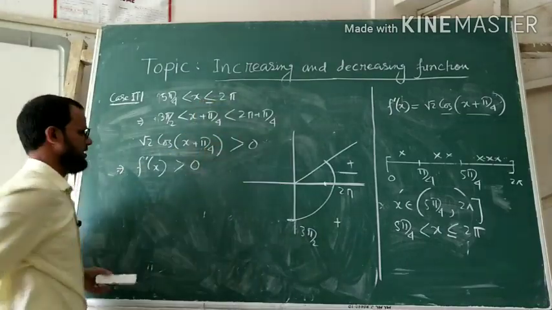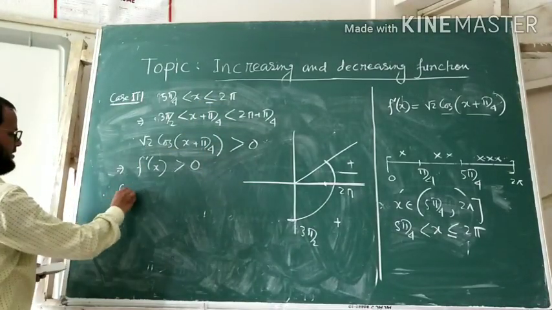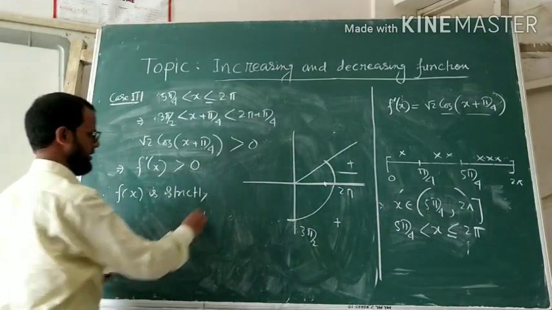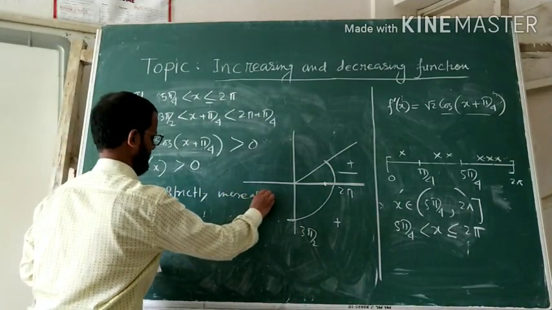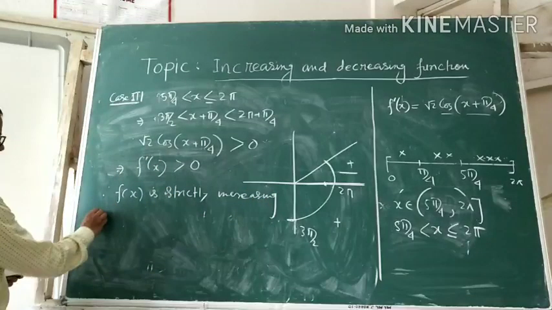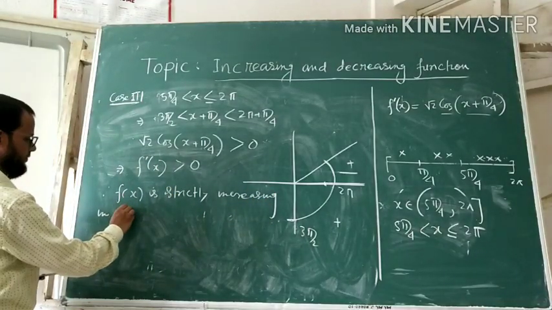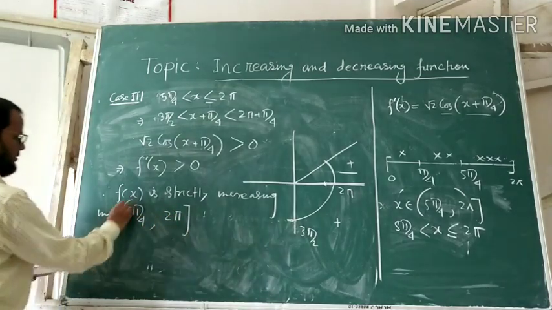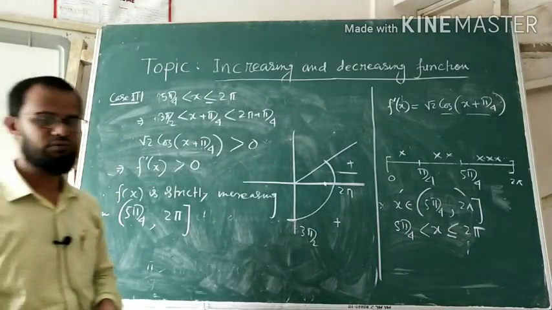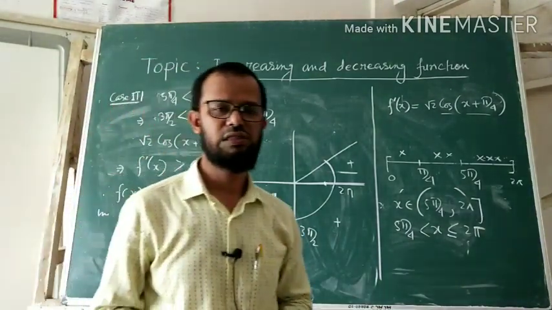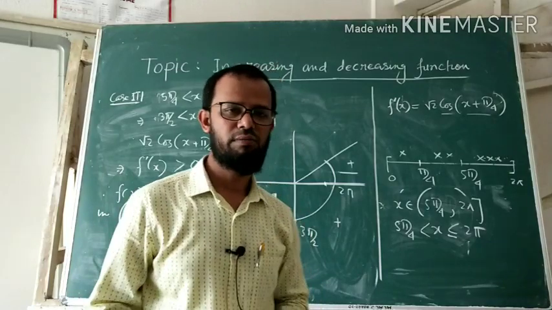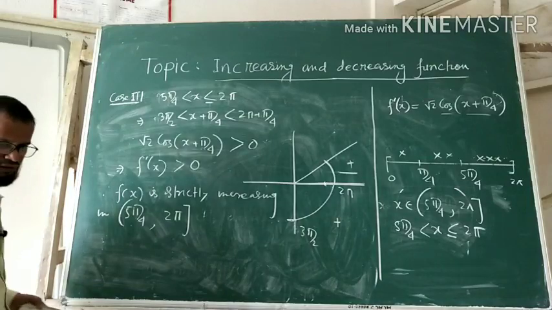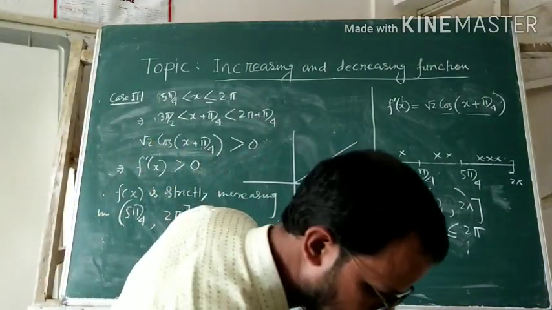So finally you can conclude that f of x is strictly increasing in the interval 5 pi by 4 comma 2 pi. So there are 3 intervals. In 2 intervals we see that the function is increasing, and in 1 interval the function is strictly decreasing. Okay, so finally you can conclude that f of x is what?